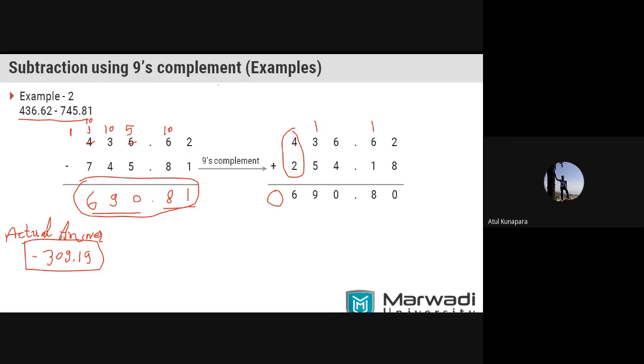So the rule is that in nines complement method, if you are not getting carry generated over here, then what you have to do is to get the right answer. So if carry is not generated, then this is not your right answer. Okay. So in that case, what you have to do is convert this answer into its nines complement form. So the nines complement form of 690.80 is what?